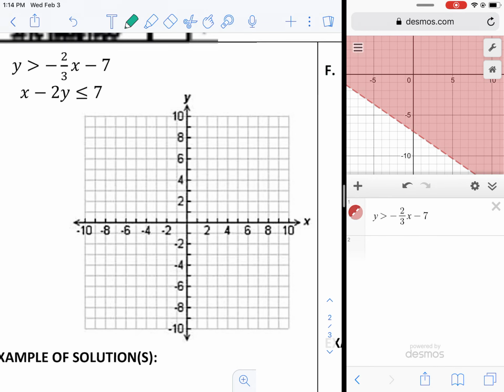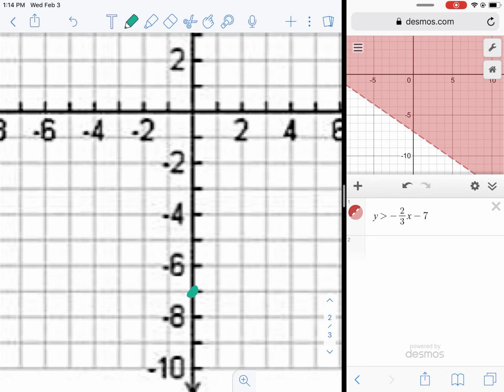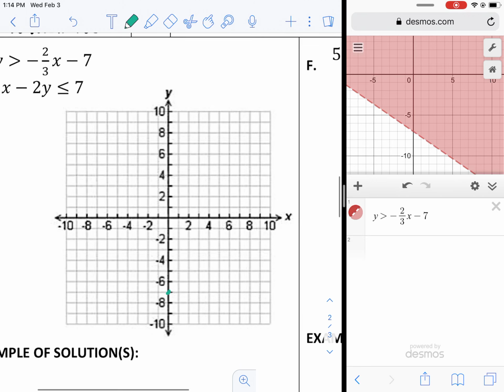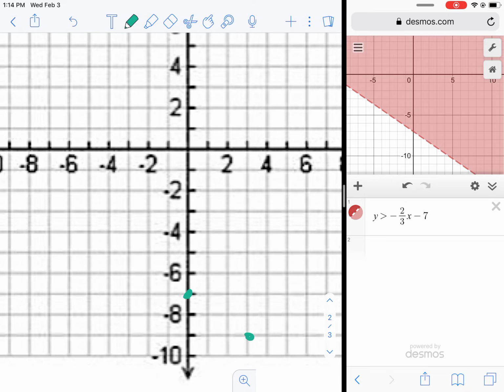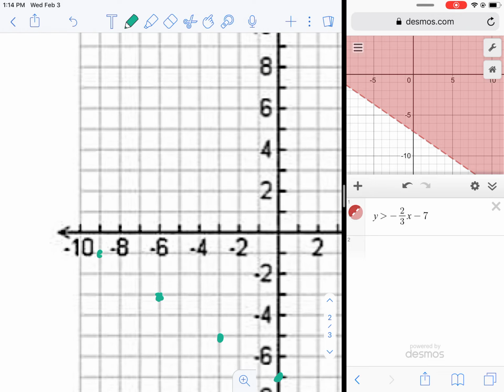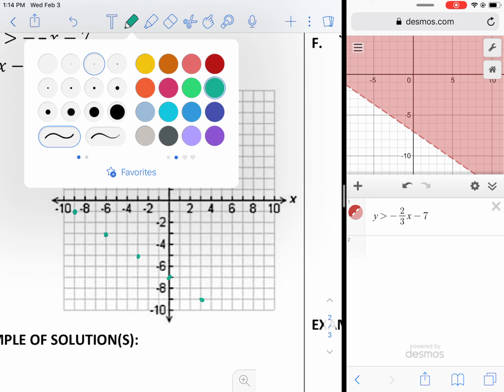So the first thing I'm going to do is I'm going to plot this. So I've got negative 2/3 x minus 7. So I know I'm going to be using a dotted line, but I'll do that after I've got my point. So negative 2/3, so I'm going down 2 over 3. Backwards, I'm going to go up 2 over 3 this way. And I want to draw that line. Now it's dashed, right? So I want to make sure that I do that.